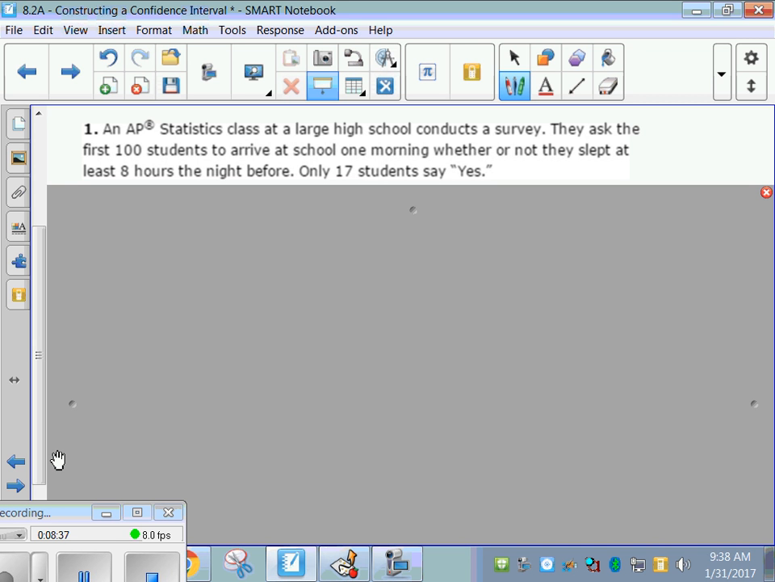And how about large counts? We got 17 that said yes. So how many did not say yes? 83. So 17 greater than or equal to 10? Yep. 83 greater than or equal to 10? Yep.